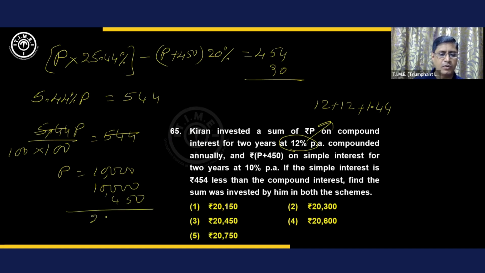By adding all these values, we get 20,450. The right choice is option number 3. Third choice is the right answer. Okay. Now look at the next example.